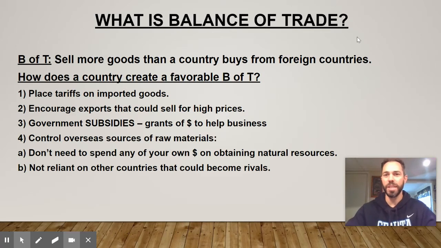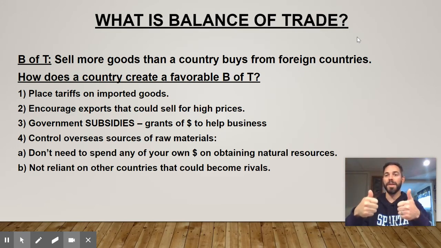Now, how do you achieve a favorable balance of trade? Okay. First of all, right, the goal is to sell more goods than a country buys from foreign countries, or you're exporting more than you're importing. So, how do you do that? Number 1, place tariffs or taxes on stuff coming in. It drives up the price of that, right? People won't want to buy as many imported goods. Encourage exports that sell for a high value, right, or a high price.